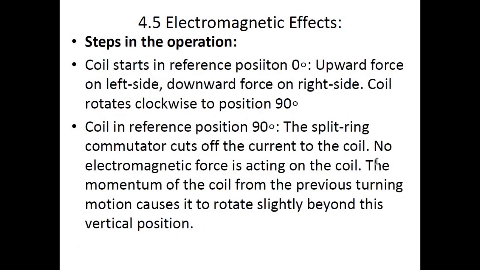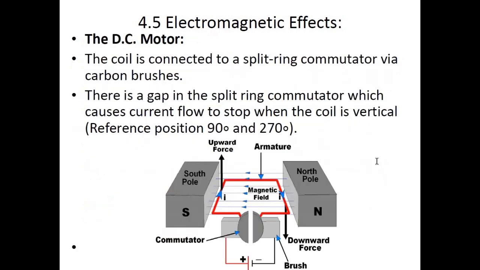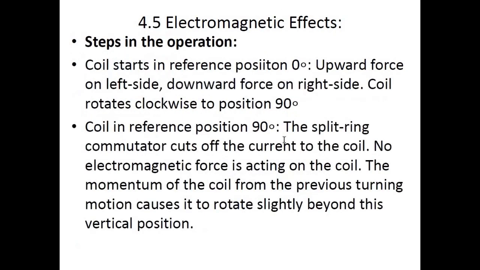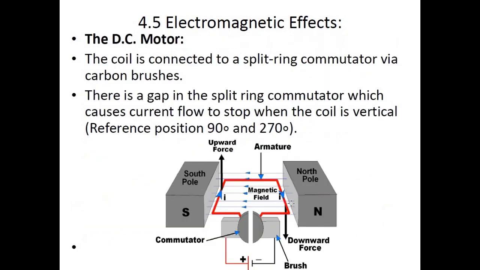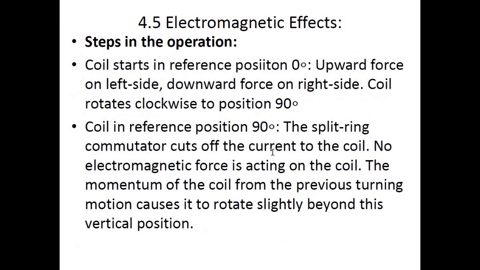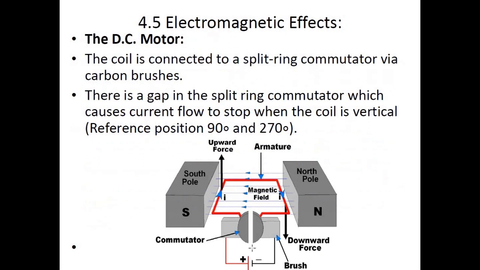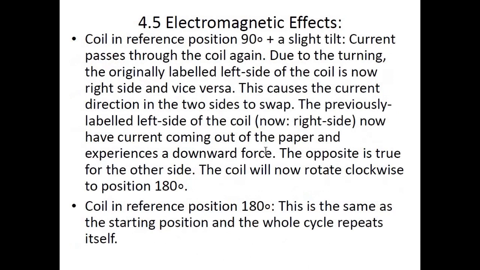So how does this happen? It works in a similar way as the AC generator. With the coil in reference position 0, the upward force is on the left side, which causes it to move, and the downward force is on the right-hand side, making the coil turn, and the coil rotates to position 90 degrees. When it is at 90 degrees, the split ring cuts off the current to the coil, so no electromagnetic force is acting, but the momentum of the coil makes it rotate slightly beyond its vertical position, so instead of being totally vertical it becomes a little tilted, again causing a force, and this keeps on moving. Current passes through the coil again, and the coil moves on.